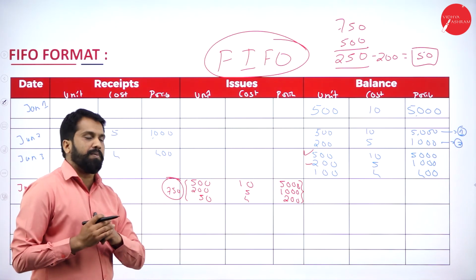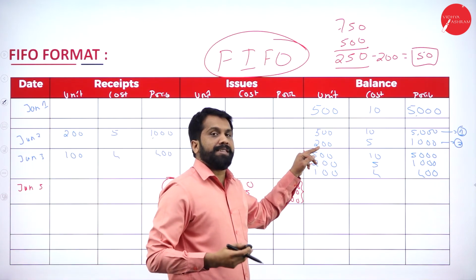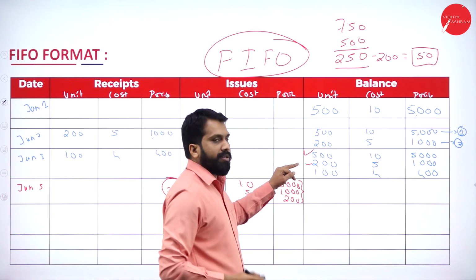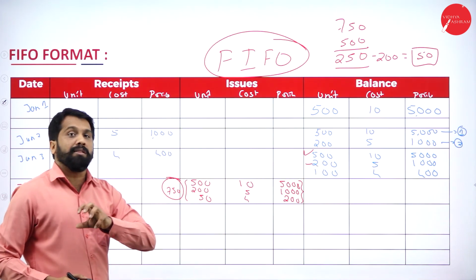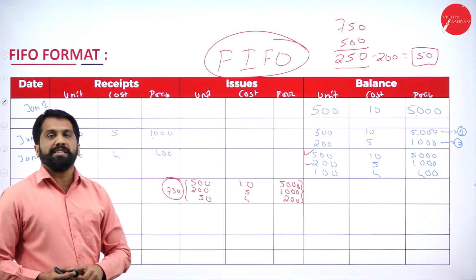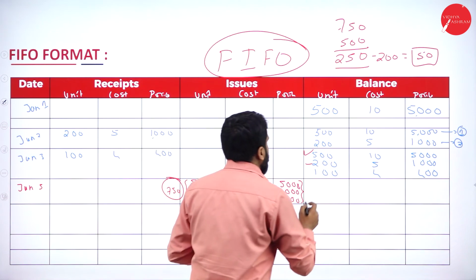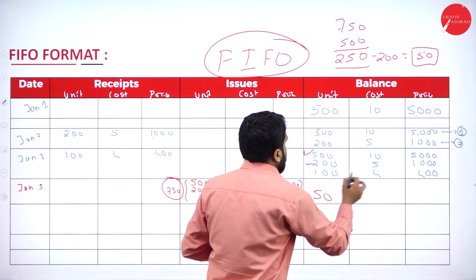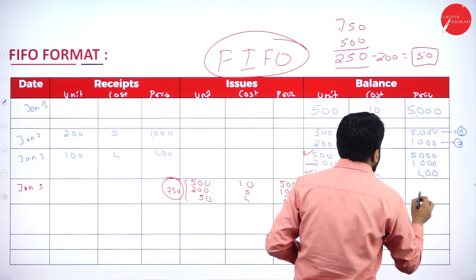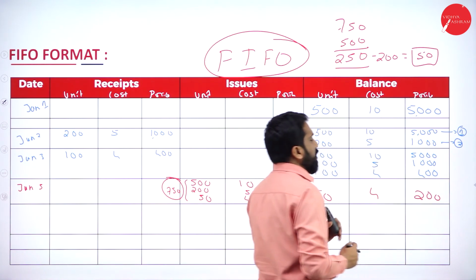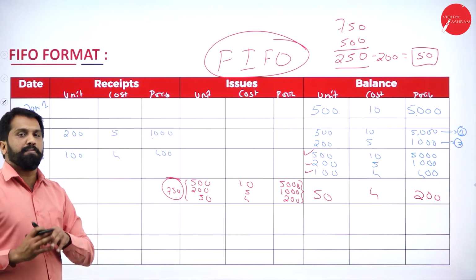Any doubt? No. Now, come to the balance column. First box, now it is empty. Second box, empty. Third box, out of 100, you have already issued 50. What is the balance left? Only 50. Now, you should write 50 and what is the value? 4, and the value will be 200. This is all about your FIFO problem. Very easy thing. Hope you understood.